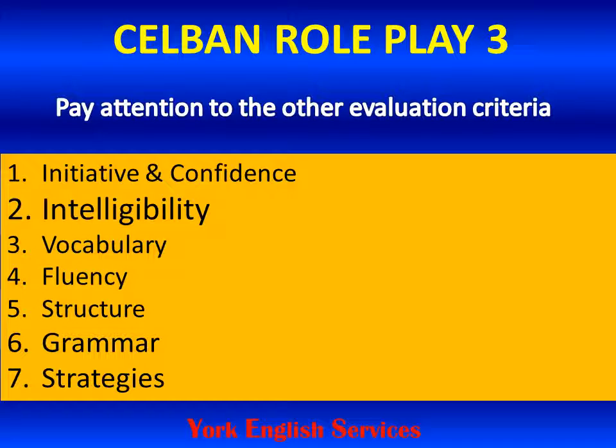The sixth item is grammar. The sixth criteria for evaluation is grammar. Of course, you should try to make as few grammar mistakes as possible. Again, don't panic. It's impossible not to make mistakes, but to the best of your ability, try to make as few mistakes as possible. The last criteria is quite important, strategies.